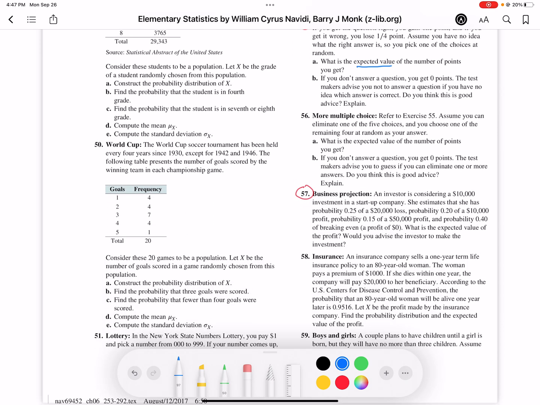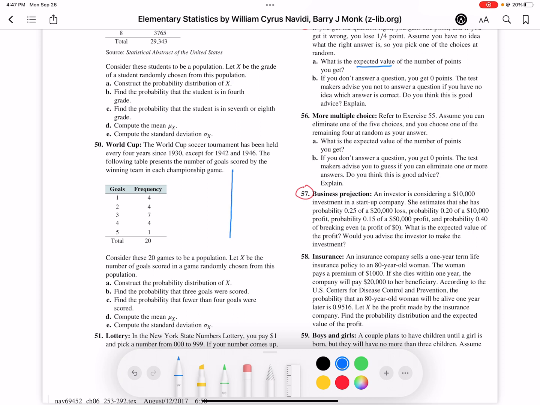Now problem 57. An investor is considering a 10,000 investment in a startup company. She estimates that she has probability 0.25 of 20,000 loss, probability 0.20 of 10,000 profit, 0.15 probability of 50,000 profit, and probability 0.40 of breaking even. That means the profit is 0. What is the expected value of the profit? Would you advise the investor to make the investment?